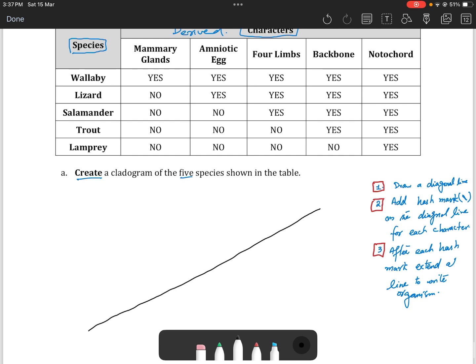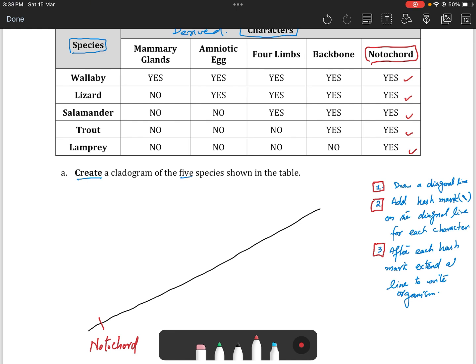So we have many characters, mammary gland. First character should be the one that's present in all. So you can see over here in the notochord that it is yes, yes, yes, yes, yes. So I'm going to draw a hash mark and I will write here next to the hash mark notochord. And after notochord, I will put the name of the animal which does not have any other character.